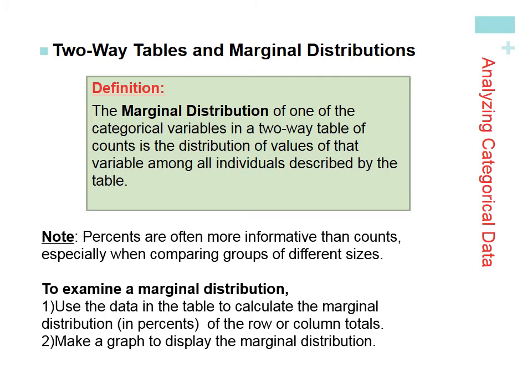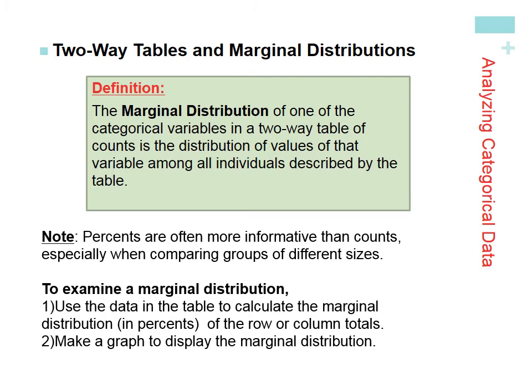All right, just a quick note: percents are often more informative than counts, especially when we're comparing groups of different sizes. So what percent of females think that there's no chance of getting rich versus what percent of males think there's almost no chance of getting rich? That can tell us more information than just how many males or how many females, because that doesn't really give us any comparison to the total. So marginal distribution is always comparison to the total.